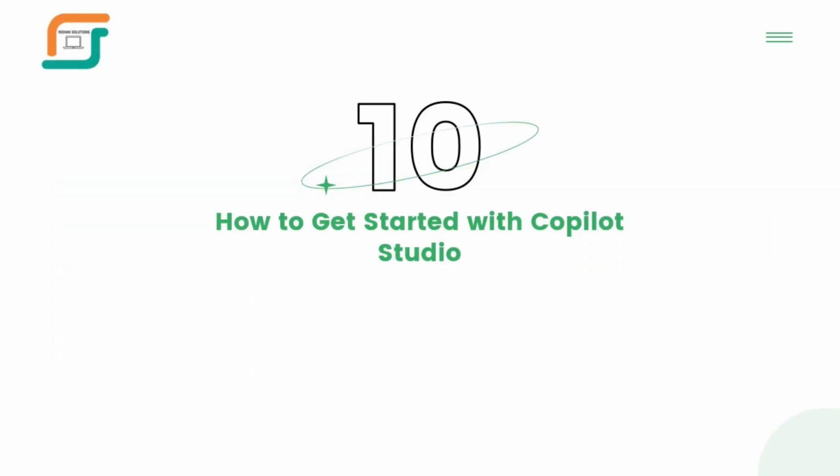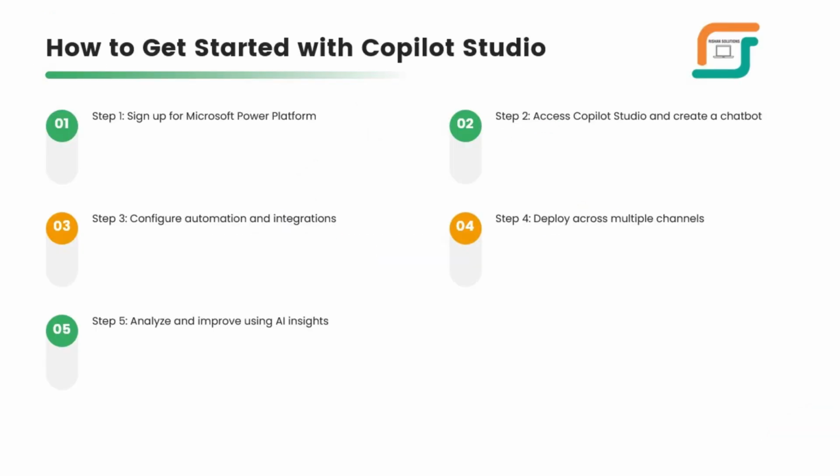How to get started with Copilot Studio. Getting started with Copilot Studio is easy. First, sign up for Microsoft Power Platform. Then, access Copilot Studio and create your first chatbot using the Visual Designer. Configure automation by connecting with Power Automate and other business applications. Deploy the chatbot across multiple channels, such as Teams, SharePoint, or websites. Finally, use AI-driven analytics to optimize performance and enhance user experiences.